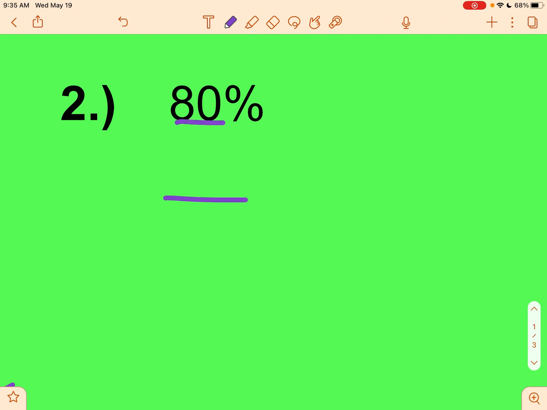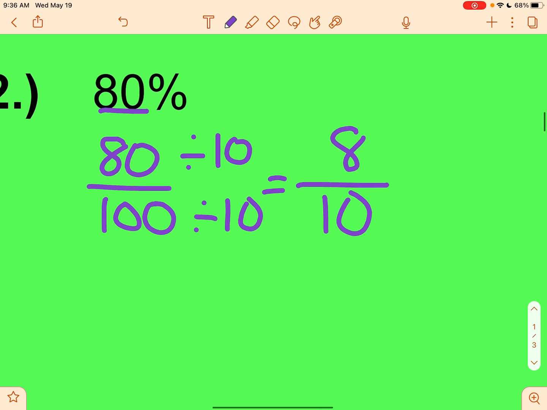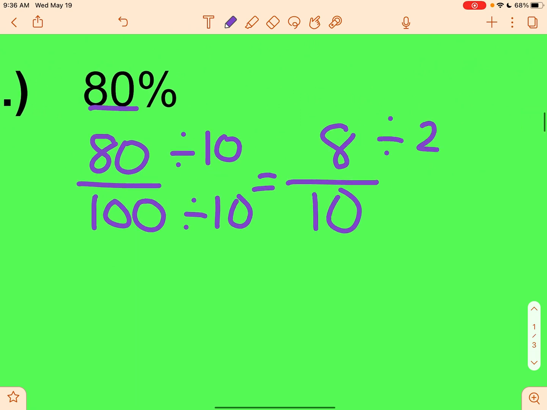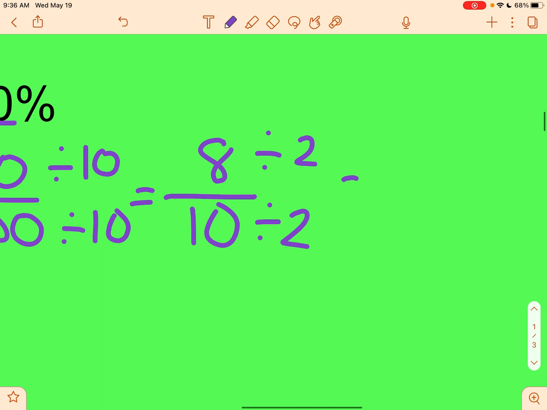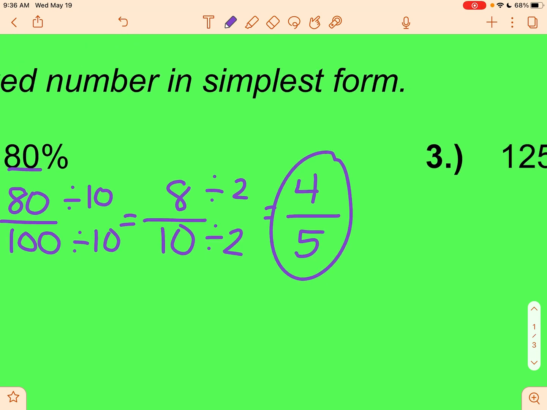So again, 80 goes on top and 100 goes on bottom. Okay, simplifying this, we could divide both of these by 10. Get rid of that extra 0 on the end, so we have 8 over 10. And now we could divide both of these again by 2. 8 divided by 2 is 4. 10 divided by 2 is 5. So that right there is your answer for 80%.